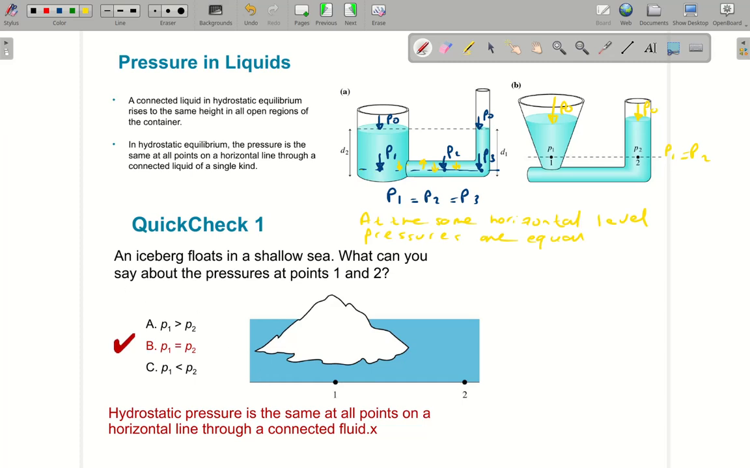This question is involving this. We have an iceberg and sea. How do you compare the pressures at 1 and 2? P1 and P2. They are equal because they are at the same level from the sea surface. It doesn't matter if I have this iceberg here and it looks like I have less. Again, all the pressure from here is carried to there and there, so they will be the same.